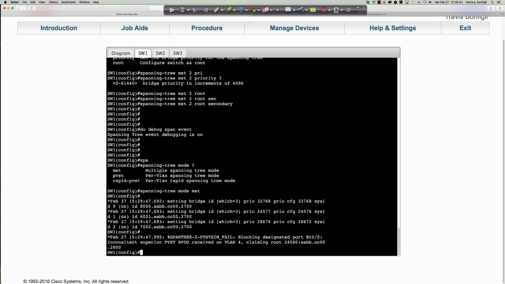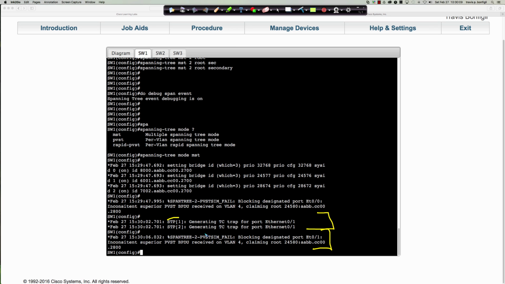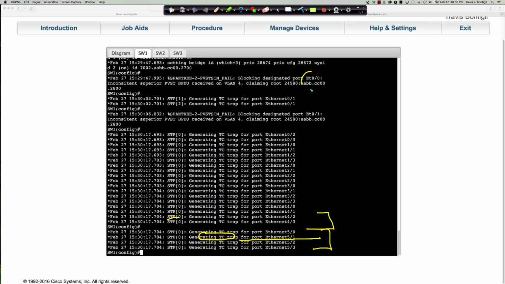And I do this on switch 1, and take a look. I love the debugs. So what do we get right away? Let's switch over to yellow here, it pops a little better. So what do we see there? We see per VLAN spanning tree fail, blocking designated port Ethernet 0/1, and it's doing the same thing up here for Ethernet 0/0. Those are my connections from switch 1 out to switches 2 and 3.